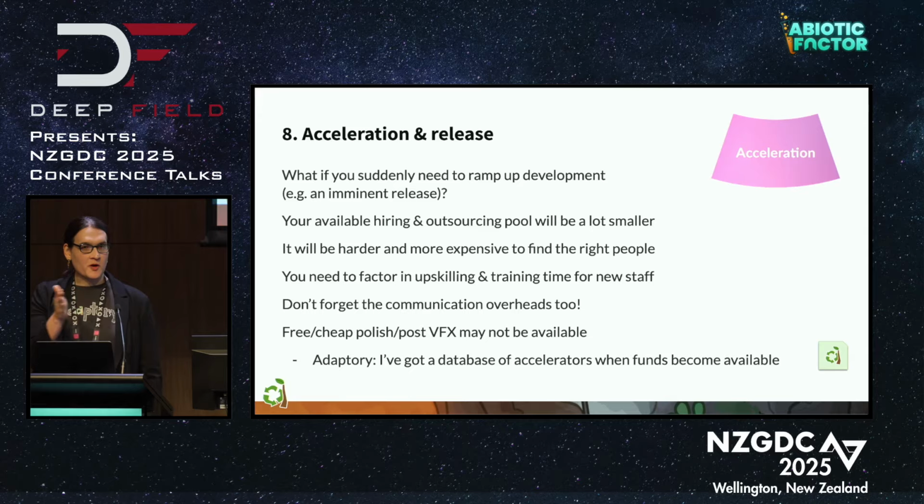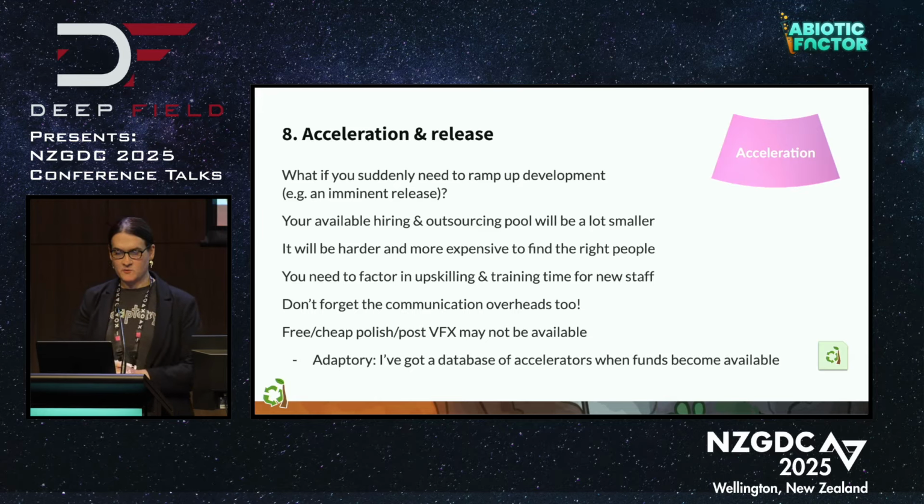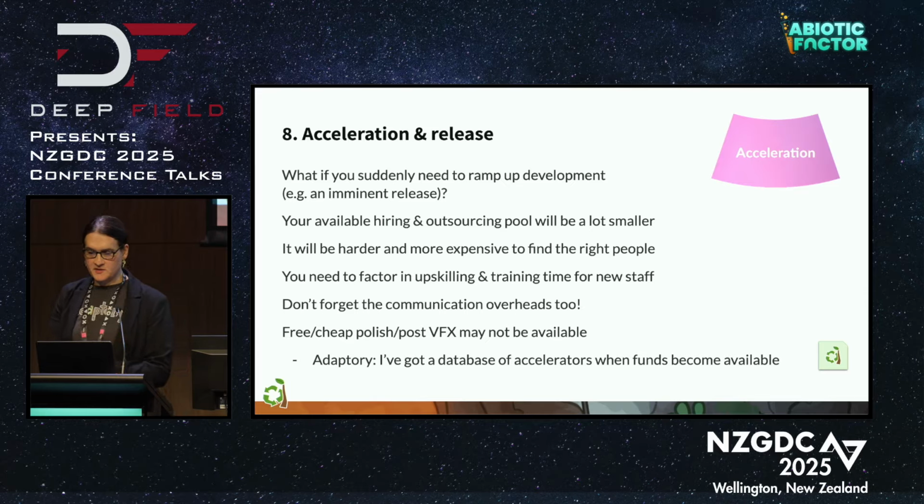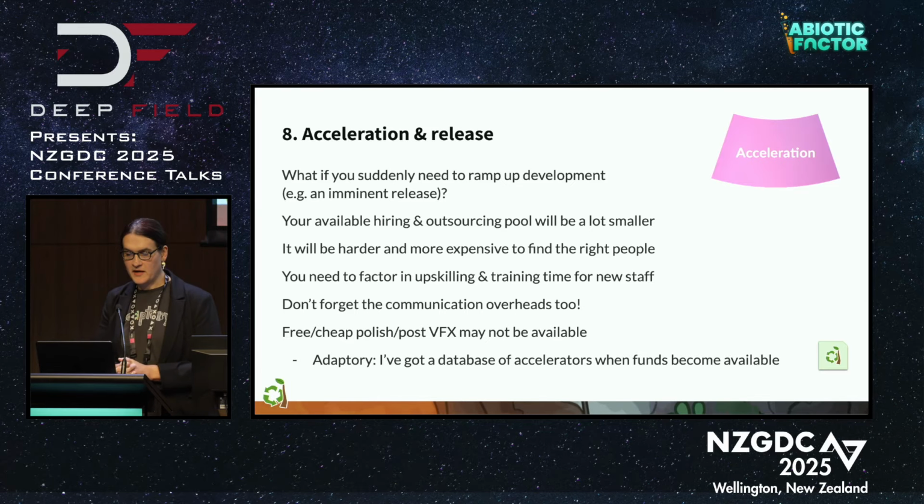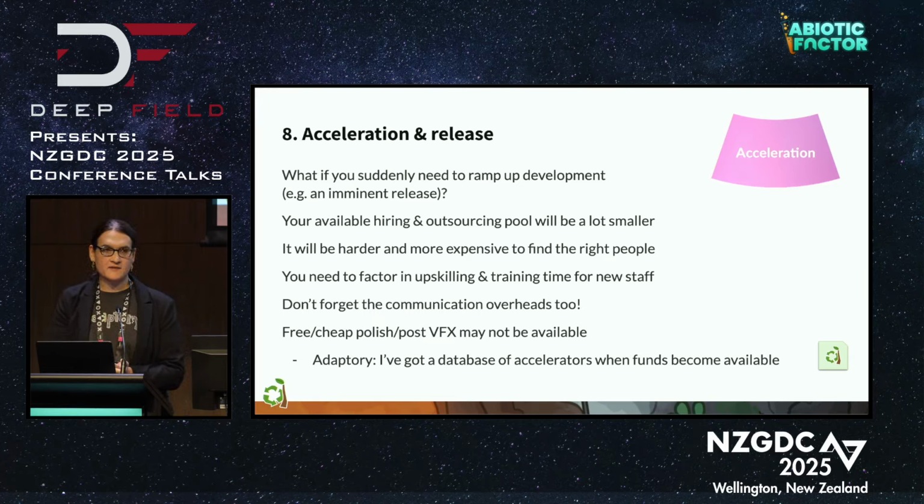So you're going through production, you're now ramping up to release, which is where Adaptera is right now. If you're looking at using an unusual in-game engine, what happens if you suddenly need to ramp up? What happens if you make a release and suddenly you have 1 million players and they have bug reports coming in from everywhere? What happens if you get a fantastic funding deal and you need to suddenly increase your team? You need to be aware that your available hiring and outsourcing pool is going to be a lot smaller. It is going to be harder and more expensive to find the right people to work in your engine. So you need to be able to factor in upskilling and training anyone that comes on board.